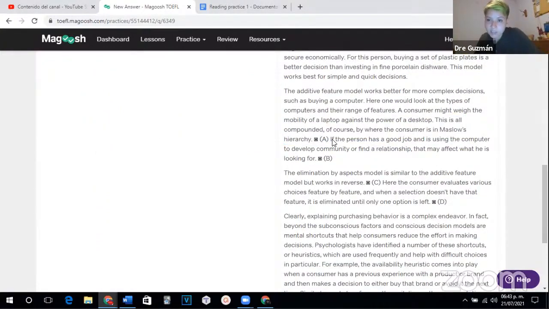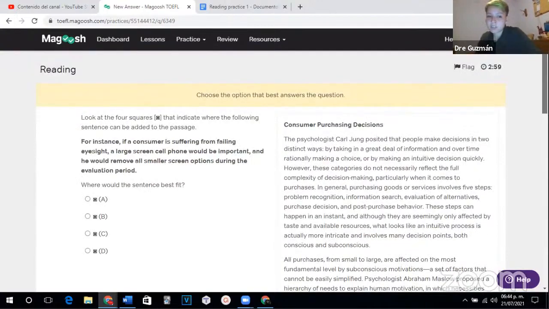A ver, vamos que después. If the person has a good job and is using the computer to develop a community or find a relationship, that may affect what he is looking for. Does the sentence before or after have anything to do with this choice? I think it's letter D.